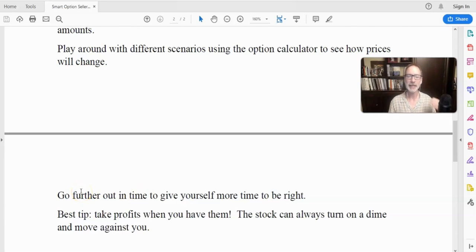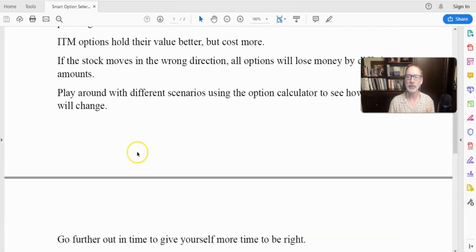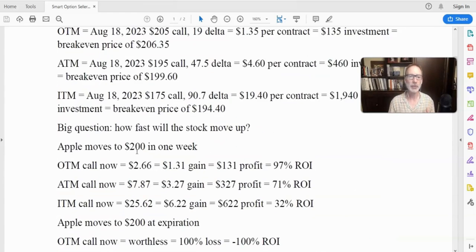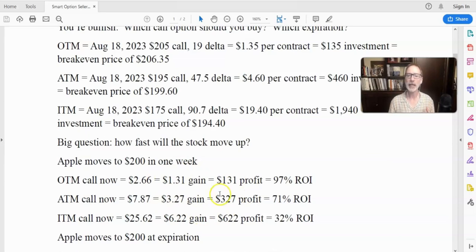And the last and best tip for these scenarios: take your profits when you have them, because the stock could always turn around and move in the other direction. If Apple went up to $200 in one week's time, you've got your gains built up. Don't be afraid to take a profit. That's a 97% return on investment. Who's going to give up a 97% return on investment?